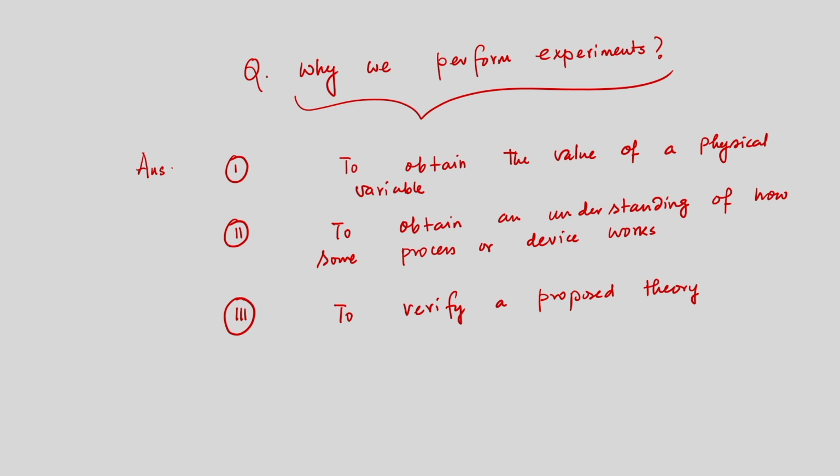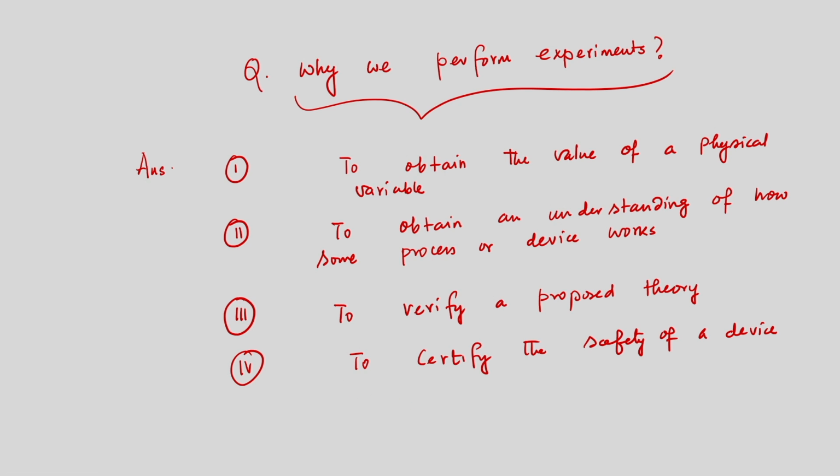So by measuring the physical variables or the data through the experimental technique, we can verify the theory which is proposed. So, this is another important topic. And finally, which is very important, is to certify the safety of a device. So, these four are the important ones.